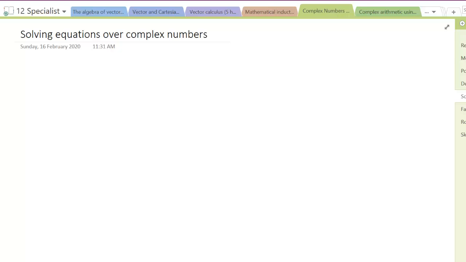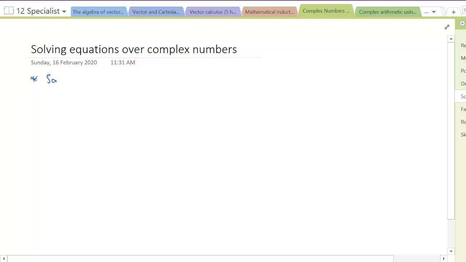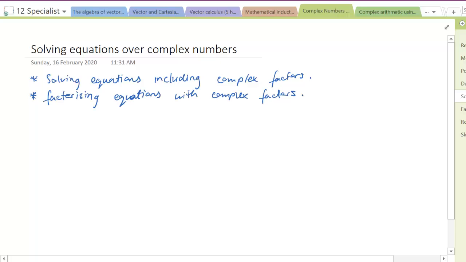In this lesson, we're looking at solving equations over complex numbers, which essentially is looking at solving equations including complex factors, which means we'll probably start by looking at factorizing. So we'll start with something simple, and it should be something that we already know. We know this already. So we know difference of perfect squares.